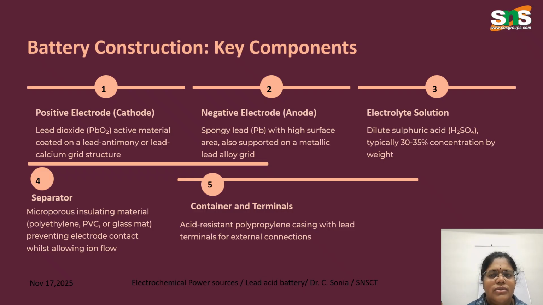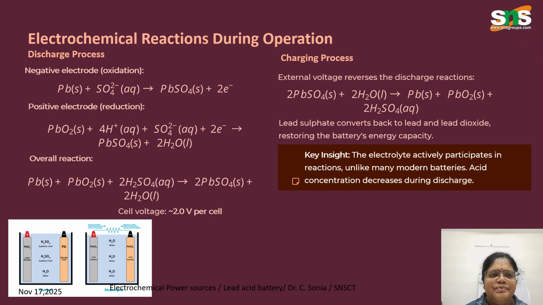The electrolytic solution is dilute sulfuric acid, typically 30 to 35 percent concentration by weight. Separator: a microporous insulating material, that is polyethylene, PVC or glass made, preventing electrode contact while allowing the ion flow. It acts as a separator between the anode and the cathode to avoid a short circuit. Container and terminals: an acid resistant polypropylene casing with lead terminals for the external connections.